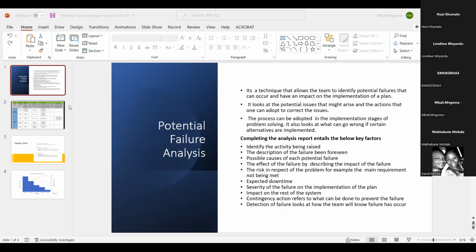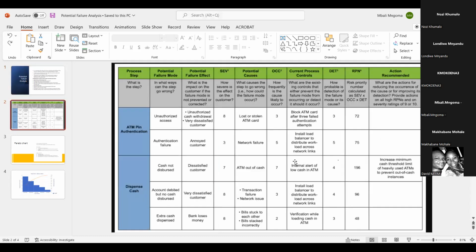So I've got an example which you don't have to necessarily go through, but this is how you would then draft your potential failure analysis. In this case, they're looking at ATM PIN authentication. And as you can see, another key is that you have to name about 4 or 5, so that it doesn't drag. You wouldn't name like 12. You'd be focusing on the 4 or 5 key elements that could be an issue that can be raised. I don't know if I'm making sense.